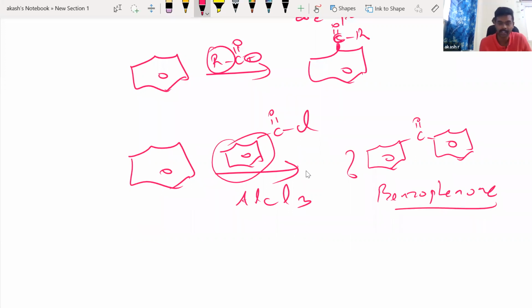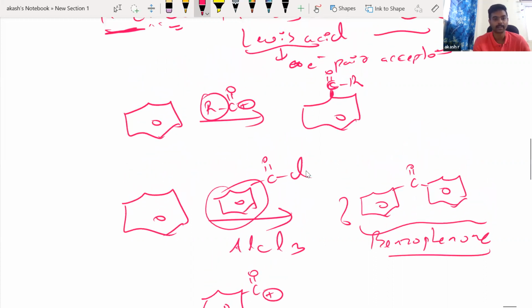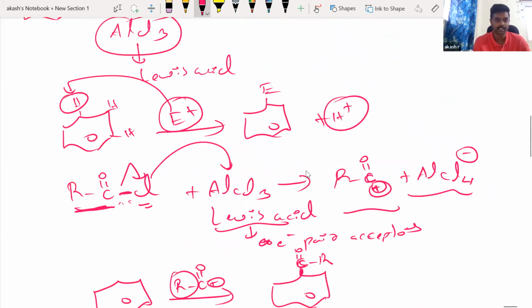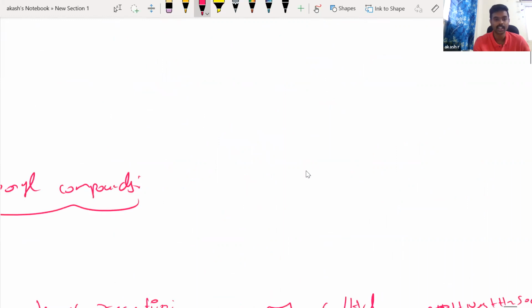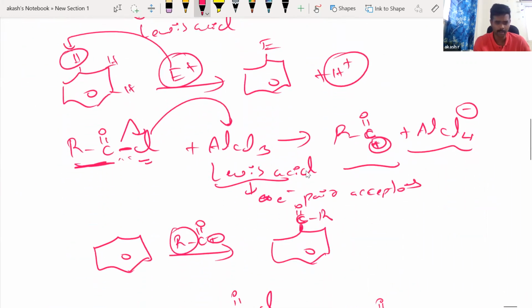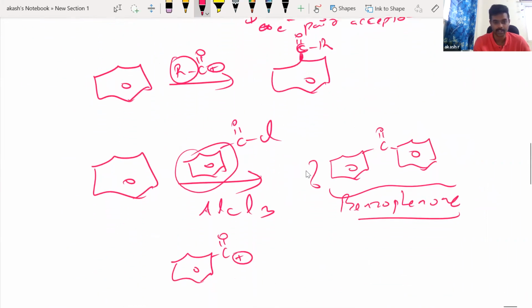Okay, because we understand that the electrophile would have been what? The electrophile would have been this C double bond O plus, and this would have attacked the benzene ring to form this particular product. Very, very simple. Okay, right? Fine. So these are all the different methods of preparation of aromatic aldehydes and aromatic ketones. Now let us check the chemical properties. Any questions anybody has?